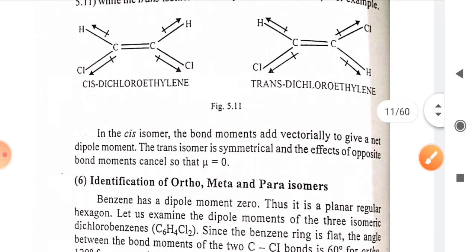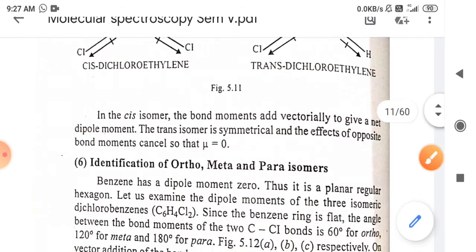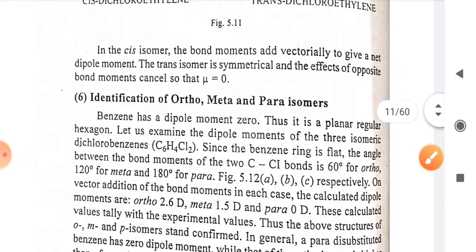So in the cis isomer the bond moments will add vectorially to give the net dipole moment, and in the case of the trans isomer, due to the symmetrical nature and the effect of opposite bond moments, they will cancel each other out, and hence the total dipole moment of the molecule becomes zero.